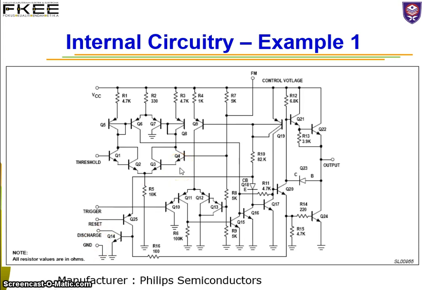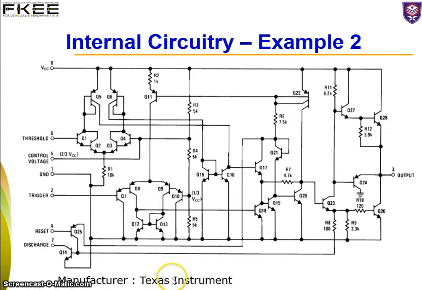So this is another example by Texas Instruments. Also we have several transistors and also resistors. If you look over here, we have 28 transistors, Q28, and all these are the important, which is the pin number, and output is pin 3.